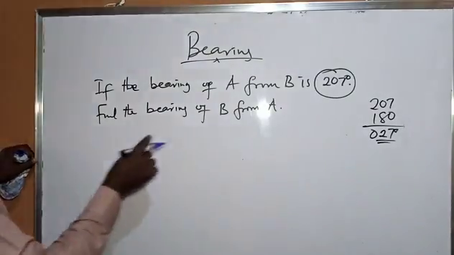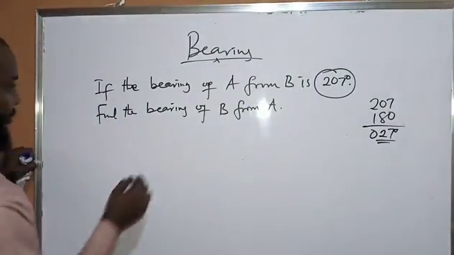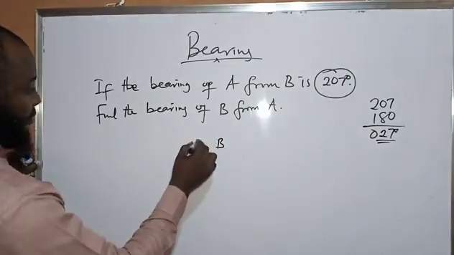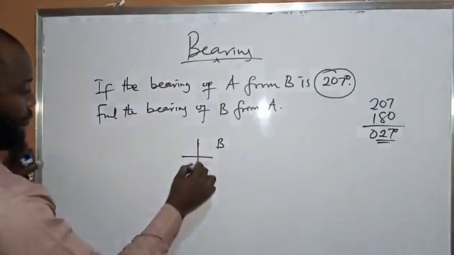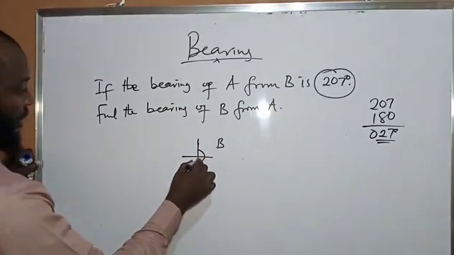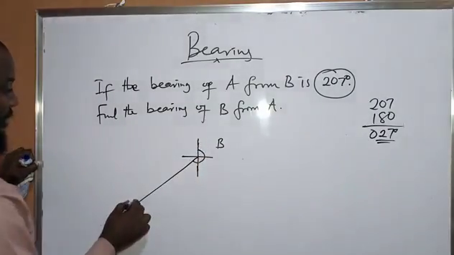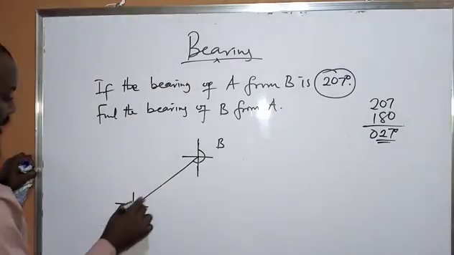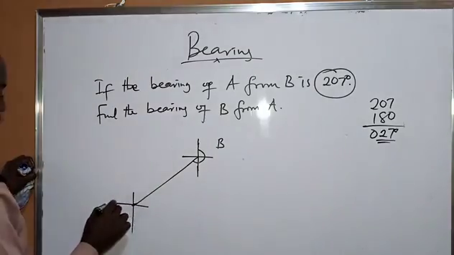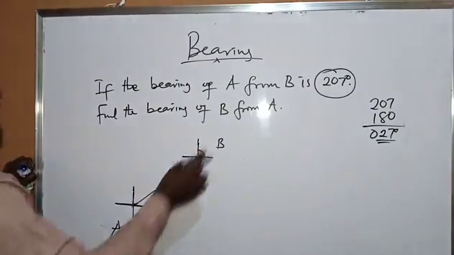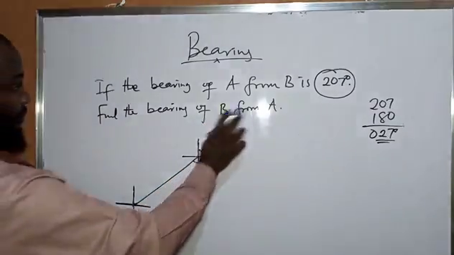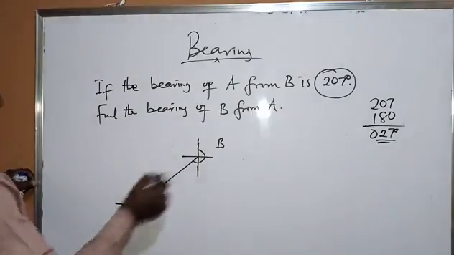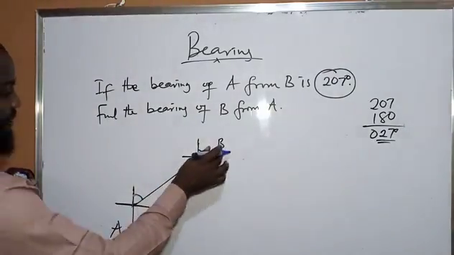Now let's sketch it and see if we still get this answer. For A from B, we start from B. Let's say B is here. This is point B. We start from the north and move clockwise, 180, then 207. Let's say 207 is this, so we move to A. This is A. Now we want to find the bearing of B from A. That is, you are looking for this angle: how many degrees will you turn before you can face B?